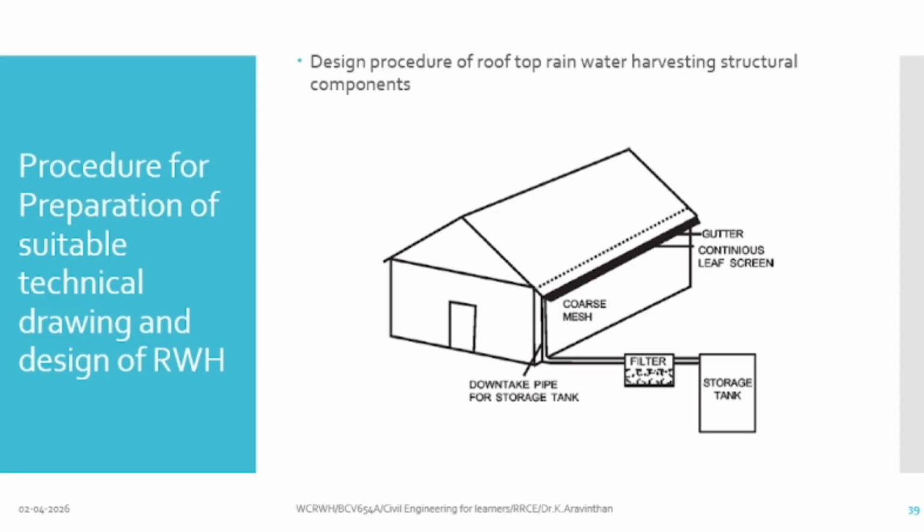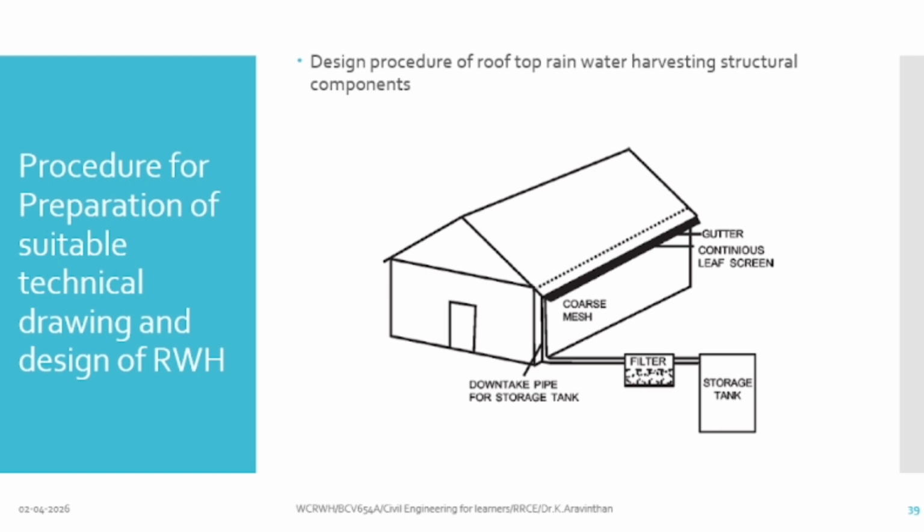Do the design? There are 4 parameters to design. Last class I told you how to calculate. What do you mean by design? Design is not drawing. What is the size of each component? That is called design. 4 components are there. Design procedure of rooftop rainwater harvesting system. There are 4 components you have to design.